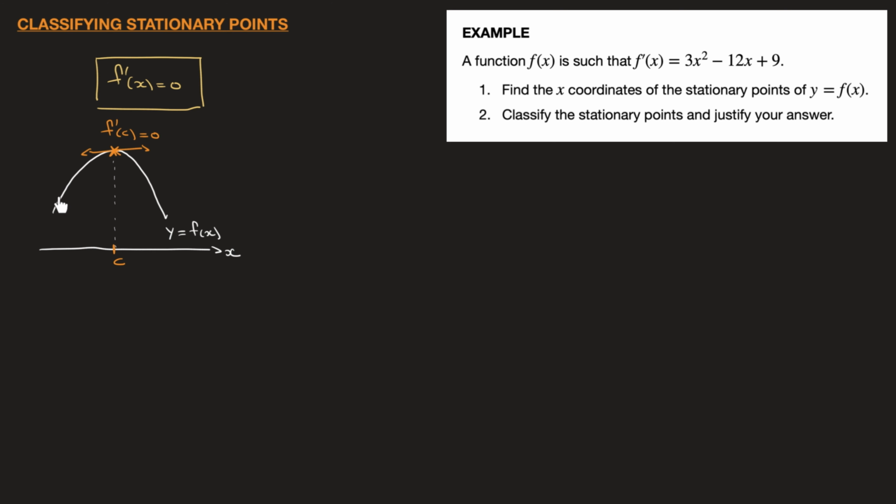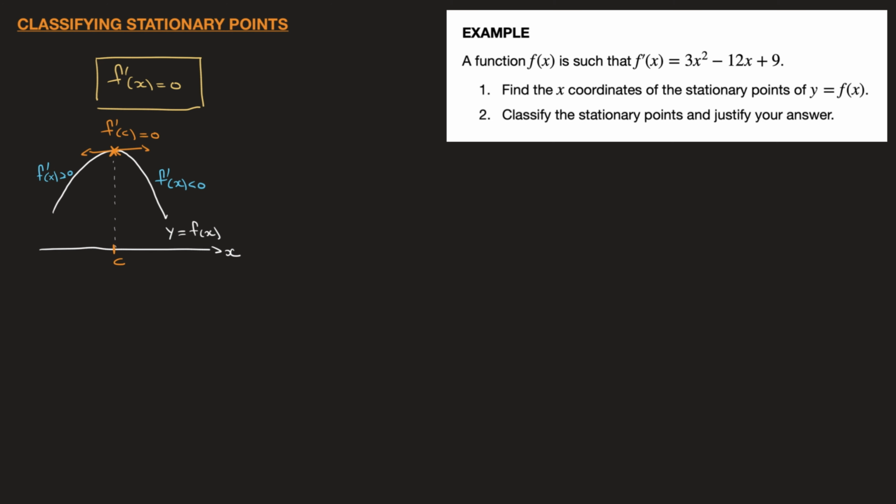Furthermore, as we go through a maximum point going from left to right, hopefully it's clear that the curve initially increases, reaches the maximum point, then decreases. And that tells us that to the left of a maximum point, the derivative is positive, and to the right of a maximum point where the curve is decreasing, the derivative will be negative.